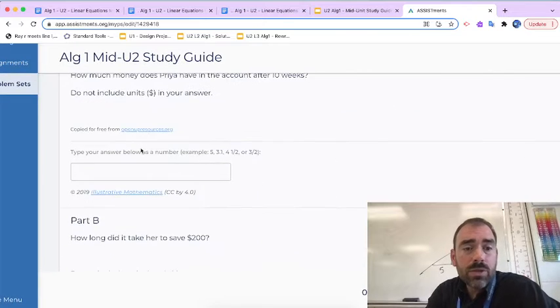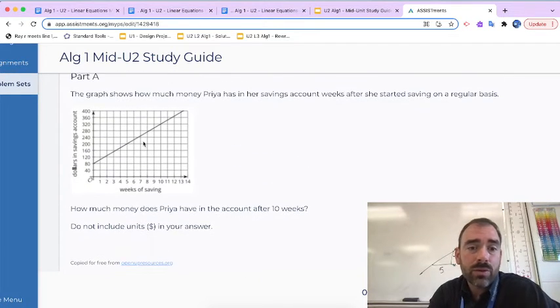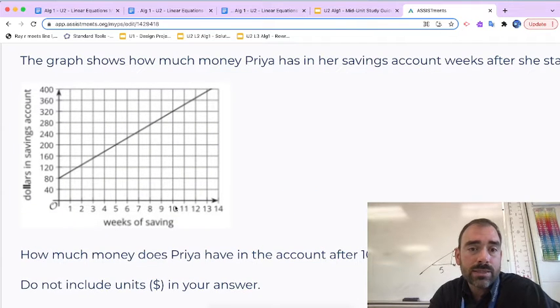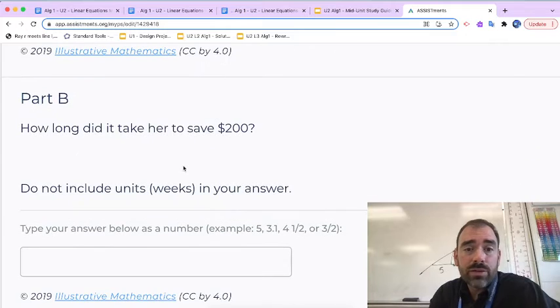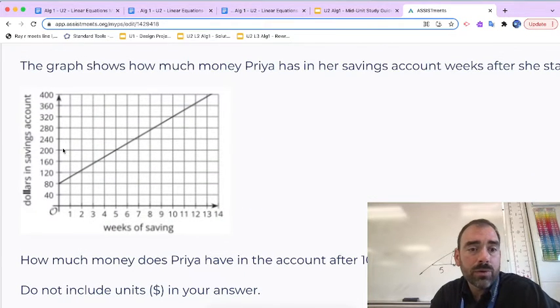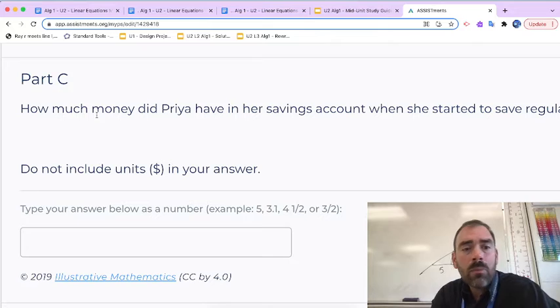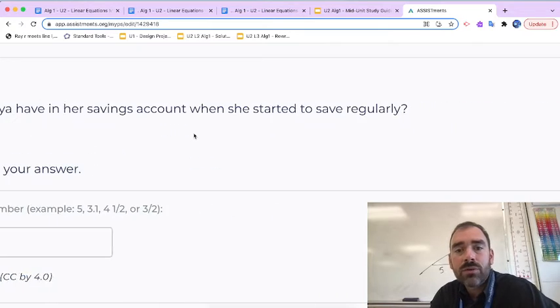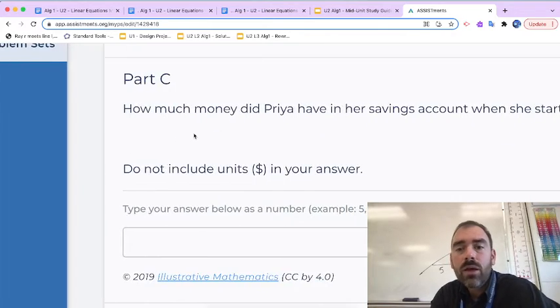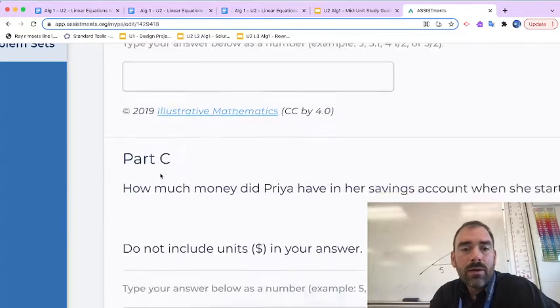Okay, so looking at this, it says how much money does Priya have in her account after 10 weeks? Well, looking at this, she has $320. That is just reading right from the graph. How long did it take her to save $200? That's coming up here and going to $200. It took her 5 weeks. And then, how much money did Priya have in her savings account when she started to save regularly? That's just the starting amount. That's the $80 that she had.